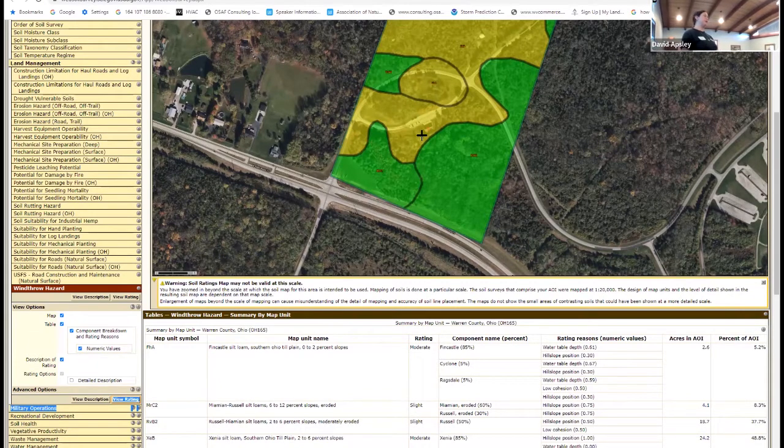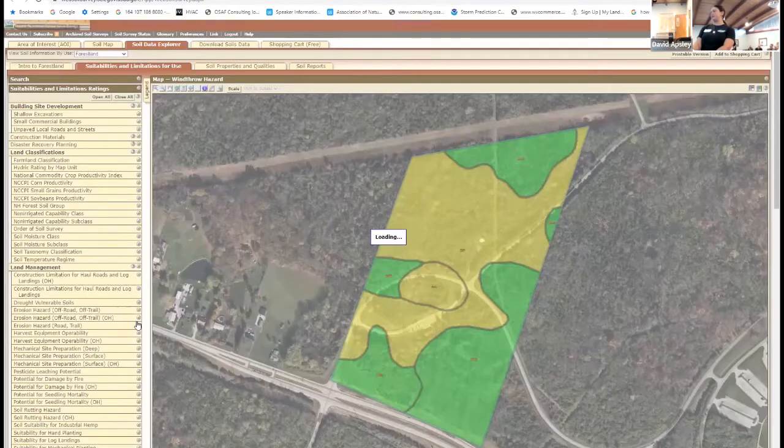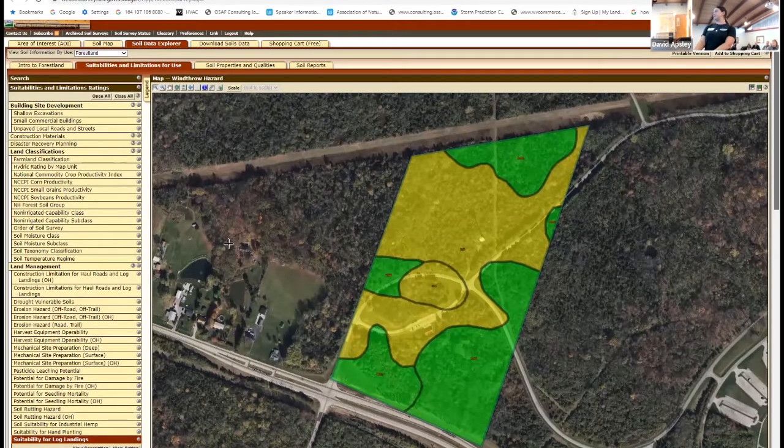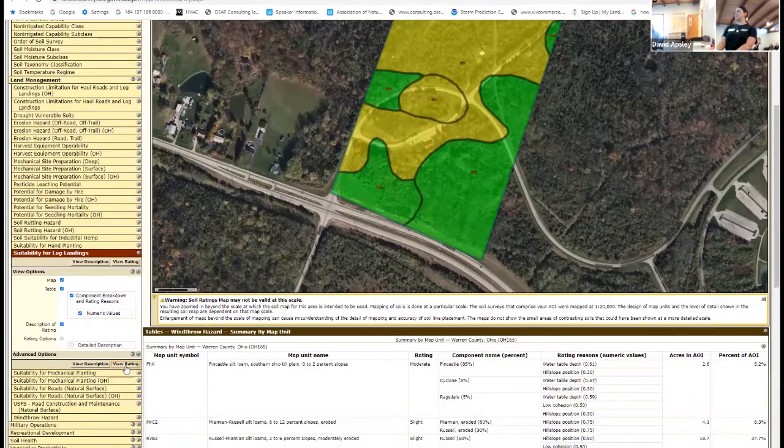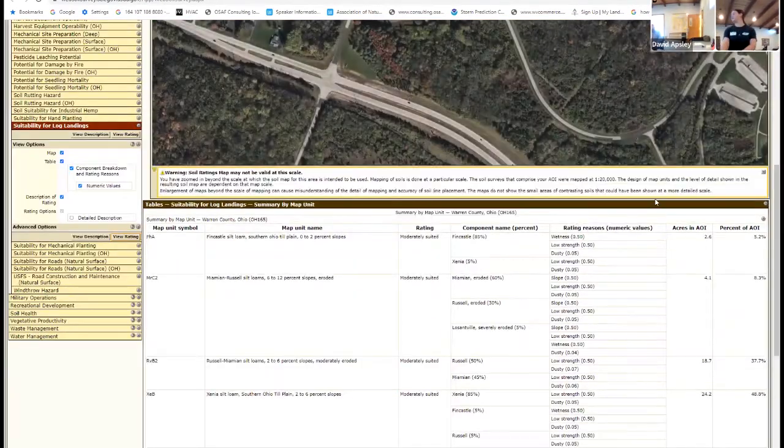Yeah, again, if you go in, you can spend forever just clicking buttons and finding random pieces of information. If you're thinking about building trails, roads, logging, that stuff's all there, and that can be very, very helpful. Yeah, there is suitability for log landings. So if you're planning a timber harvest, you can figure out where the best place for landing is.